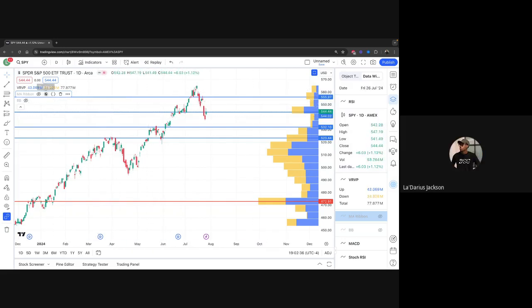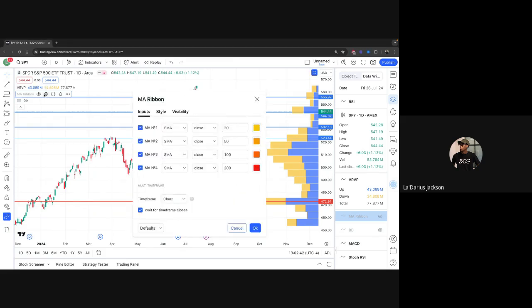Yeah, so if you want to chop it up into smaller nodes, sorry, I got someone joining. If you want to chop it up into smaller nodes, wrong indicator.